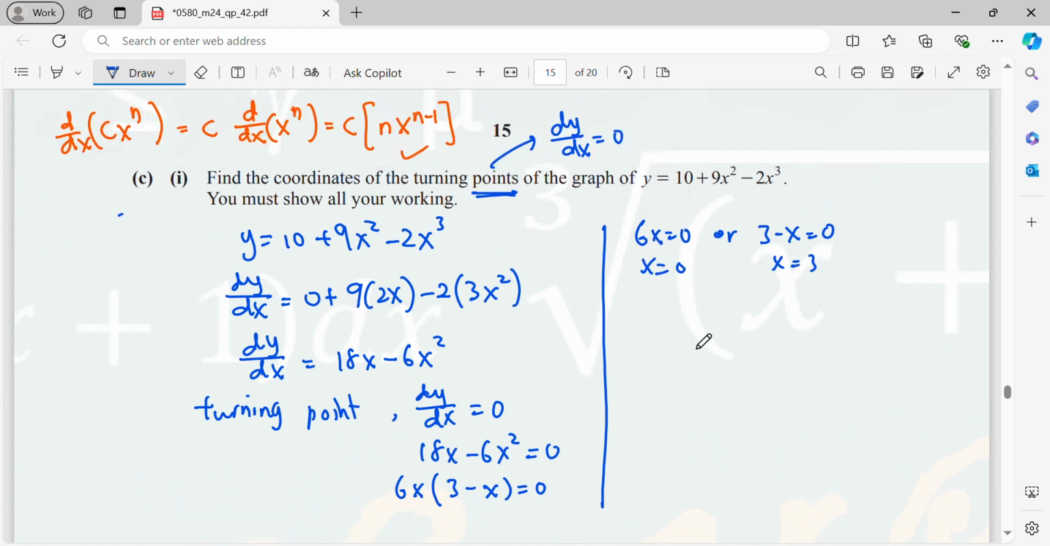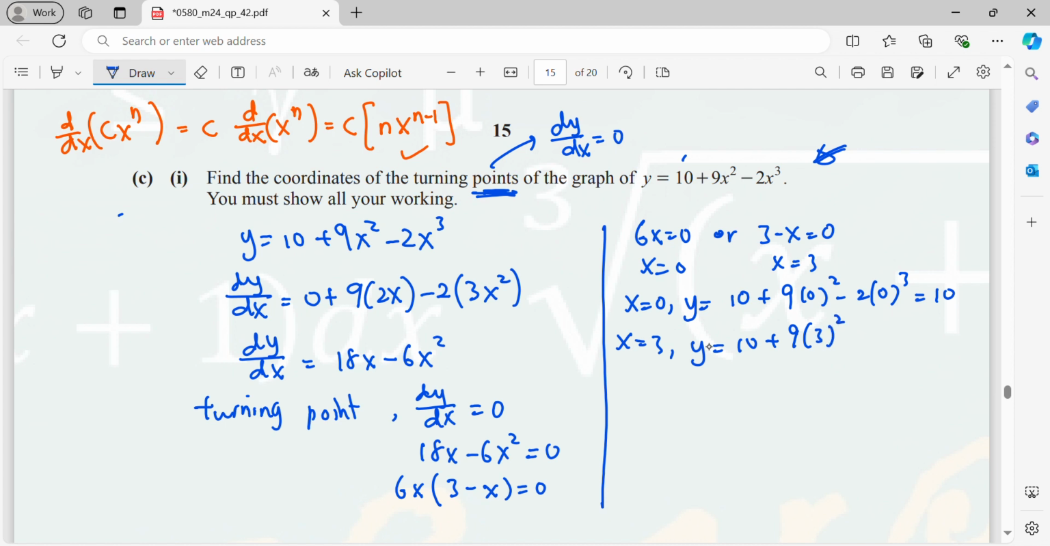And now, since you need to find the point, points must have x and y coordinates. So after you found these two x values, you need to substitute back into the y equation to get the y value. So when x equals 0, the y is, replace here, 10 plus 9 times 0 squared minus 2 times 0 cubed. That is going to be 10. Okay, when x equals 3, your y is 10 plus 9 bracket 3 squared minus 2 times 3 cubed. Then this is going to be 37.